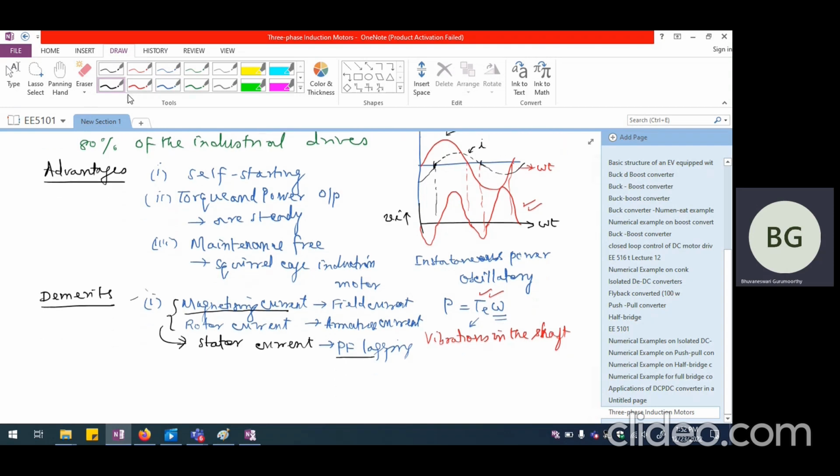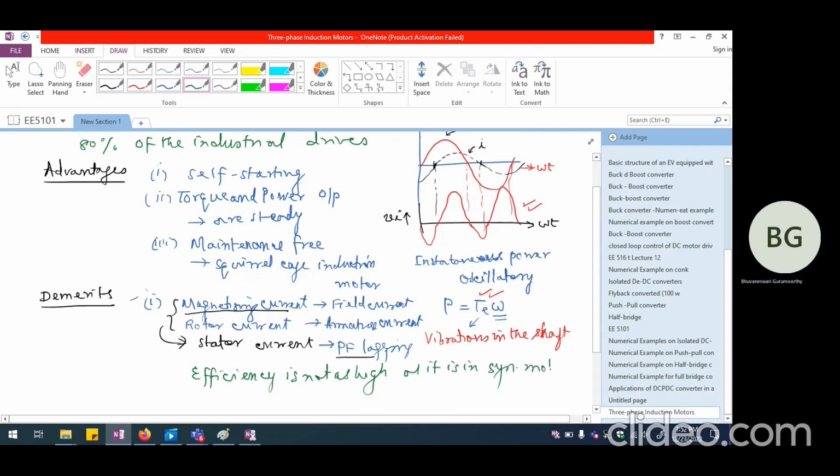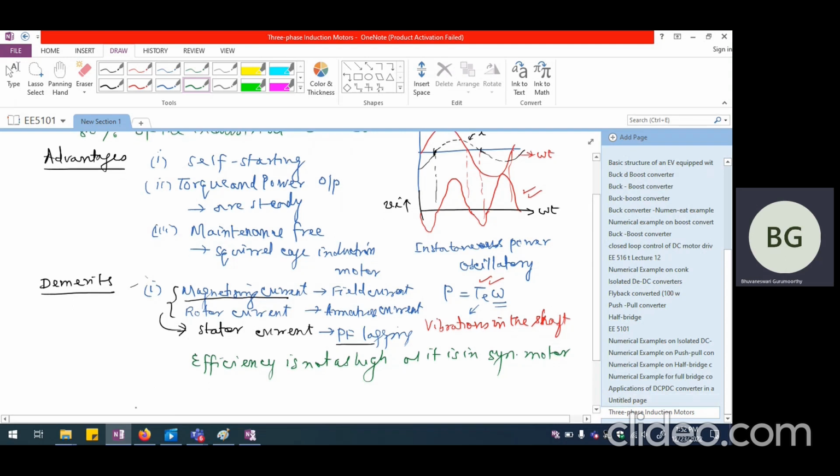And because it is lagging power factor, generally efficiency is poorer. It's not going to be as good as the efficiency of a synchronous machine, which has power factor adjustment possible. Power factor can be leading or lagging or unity. So efficiency is not as high as it is in a synchronous machine. This is one of the major disadvantages of the induction machine.